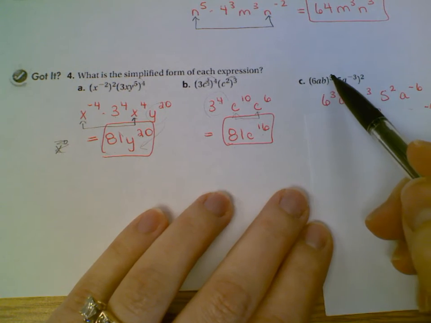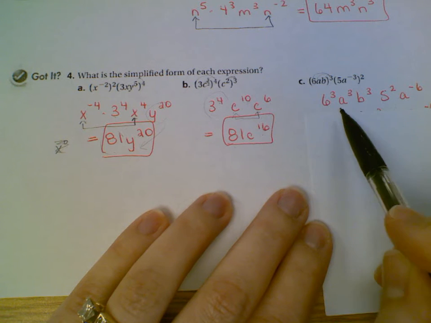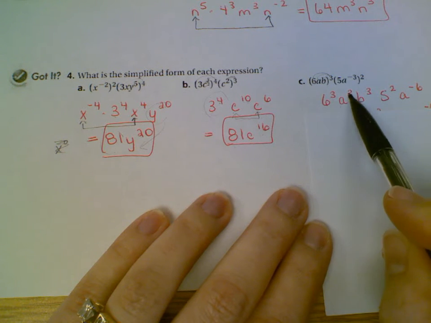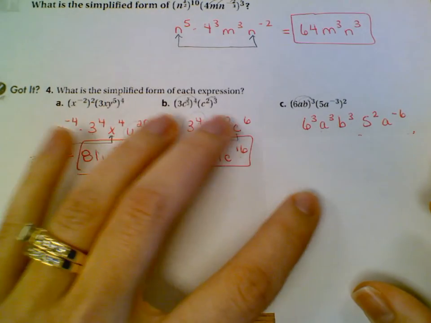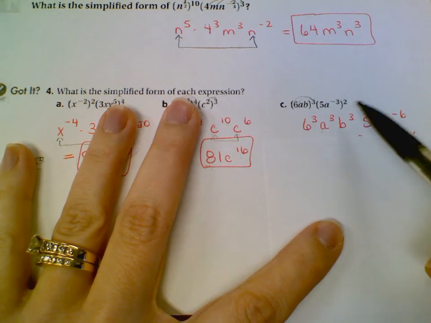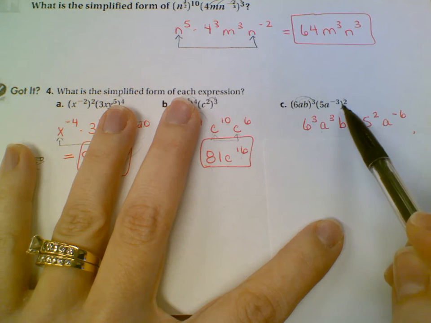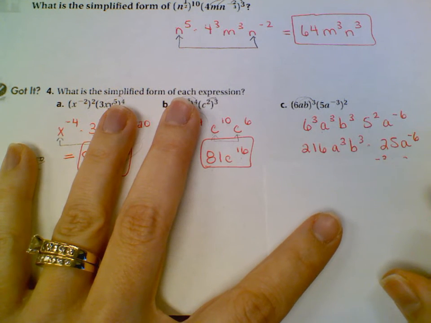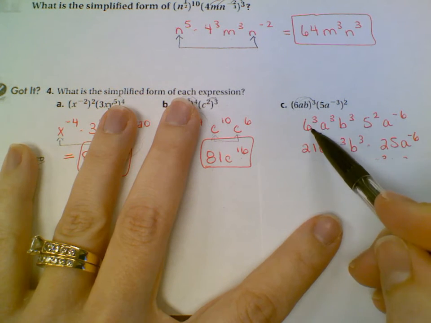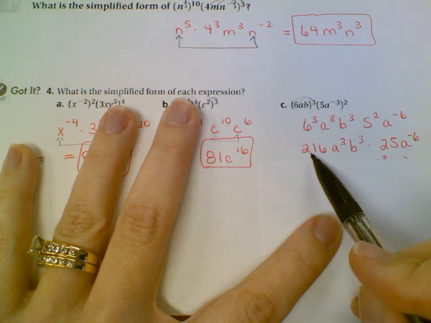First thing I do is get rid of parentheses, so I distribute that 3. So I have 6 cubed, a cubed, b to the 3rd. Then I'm going to distribute the 2 on the next set. So I have 5 to the 2nd, and then multiplying those two I would get a to the negative 6. Now I start looking at what I can combine. Well, I went ahead and evaluated my power. So 6 cubed is 216.